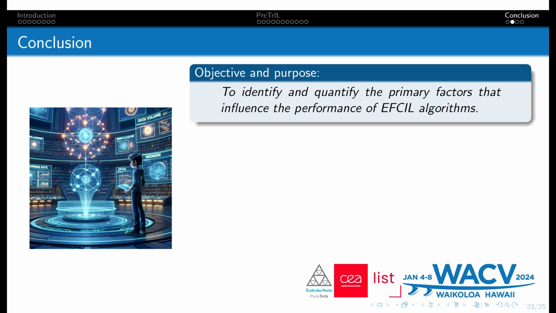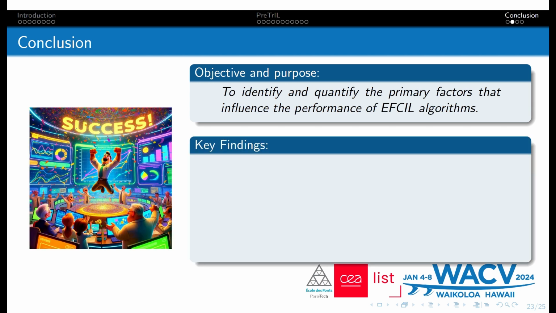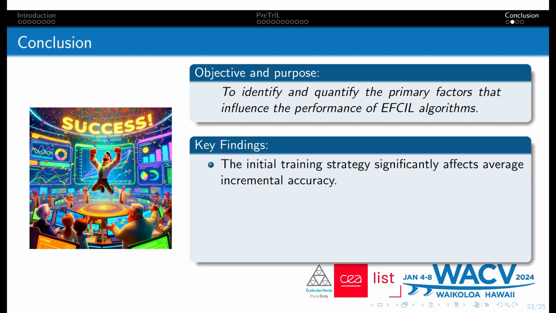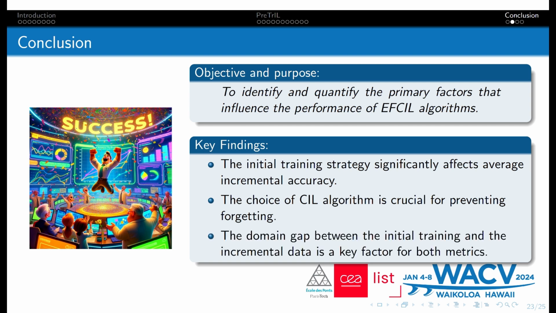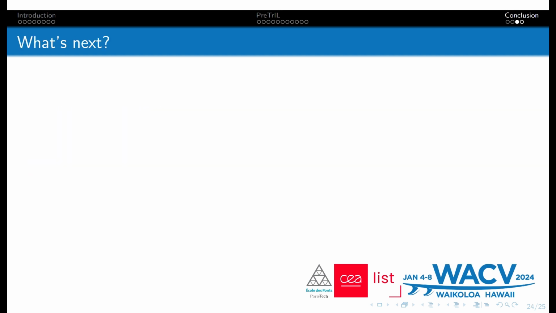So it's time to recap. Our objective was to identify and quantify the primary factors that influence the performance of FSIL algorithms, and our key finding is that the initial training strategy significantly affects the average incremental accuracy, and that the choice of the algorithm is crucial for preventing forgetting. However, the domain gap between the initial training and the incremental data is a key factor for both metrics.